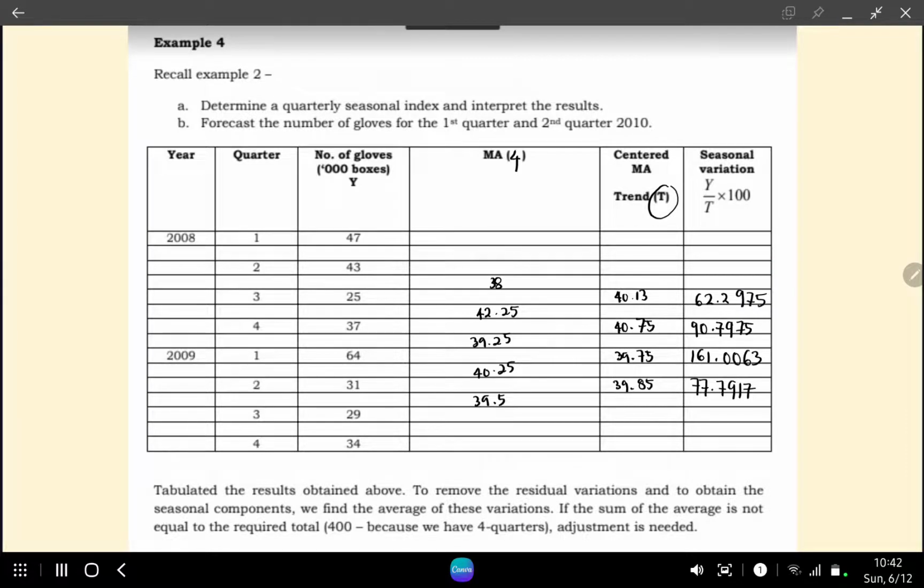So the results are obtained above in this table. To remove the residual variation and to obtain the seasonal component, we need to find the average of the values of variation that we get. If the sum of the average is not equal to the required total, which is 400, because we have 4 quarters, so our sum of the average must be 400. But if the sum of average is not equal to 400, we need to do some adjustment.